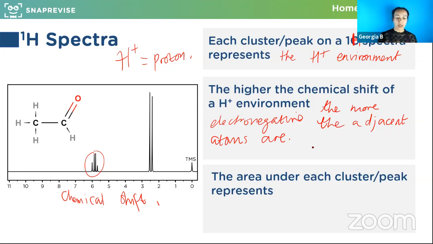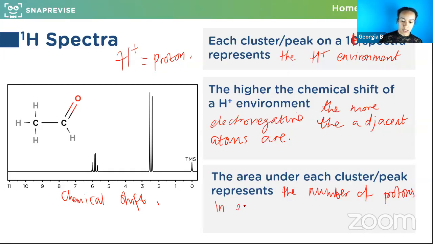Okay, so when we're looking at the area under the peaks, what does that represent? If we remember that the height doesn't really tell us much, but the area under the peaks does tell us something. What does the area under each of the peaks, or each collection of peaks, like a cluster, tell us? Kind of the frequency, yeah. Anyone got a more detailed response? Yeah, the number of H pluses in each environment. So the number of protons in each environment.